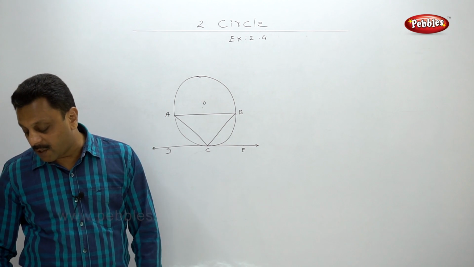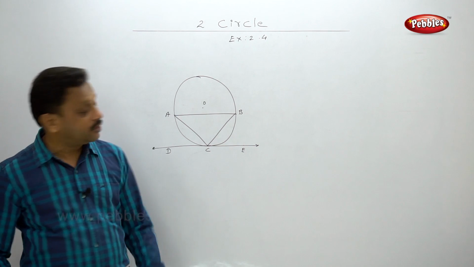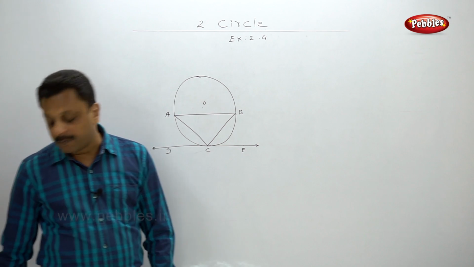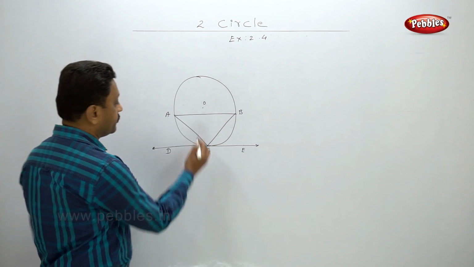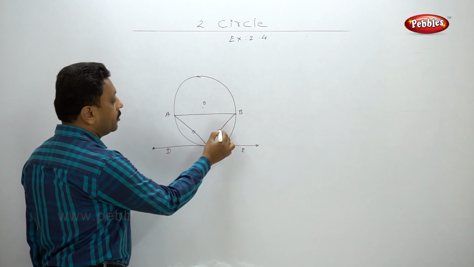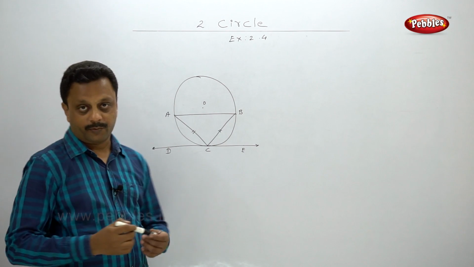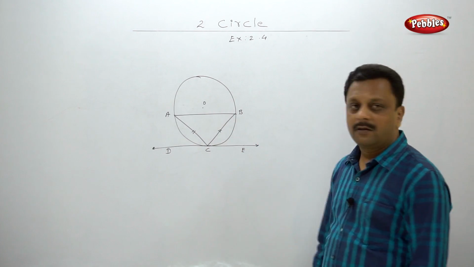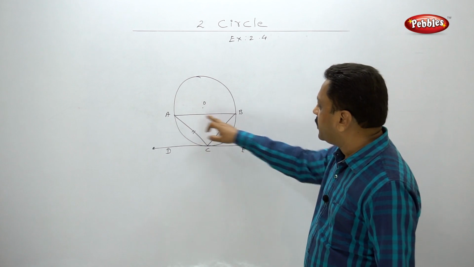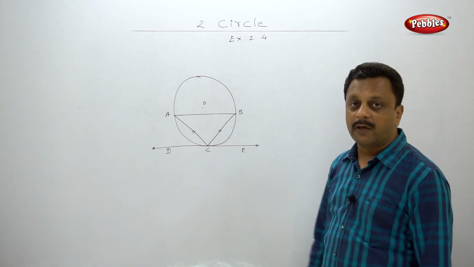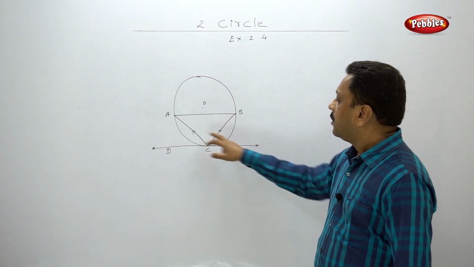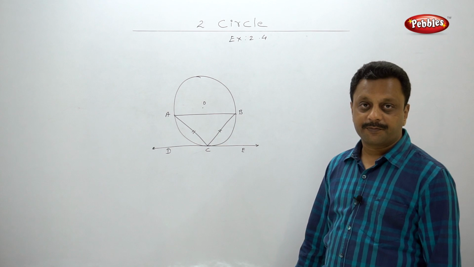If the chord AB of a circle is parallel to the tangent at C, prove that AC equals BC. This we have to prove. If you can prove that these two angles are equal, then this is an isosceles triangle, then opposite sides must be equal.